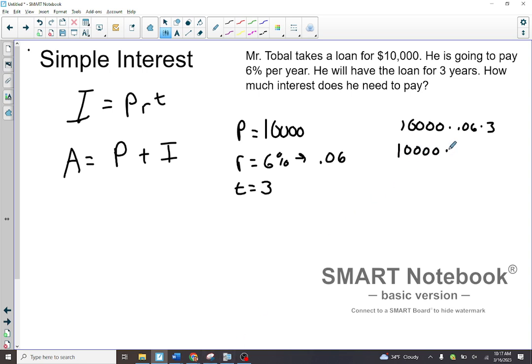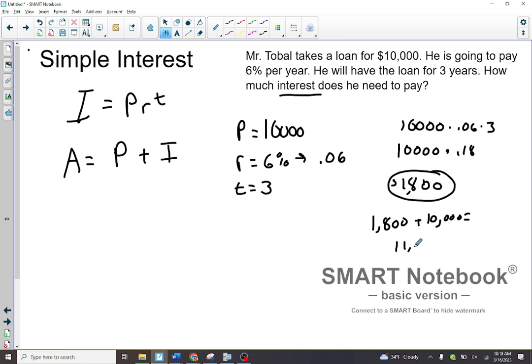So 10,000 times 0.06 times 3. I just multiply these together: 10,000 times 0.18. Move this down twice, so 18, and I'll lose 2 zeros. $1,800 is paid in interest. How much did the bank get back after 3 years? It'll be $1,800 plus the $10,000 I initially borrowed. So they got back altogether $11,800.